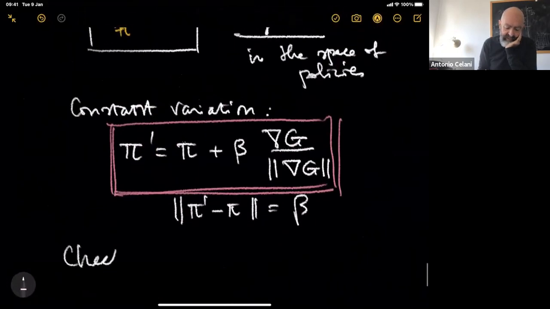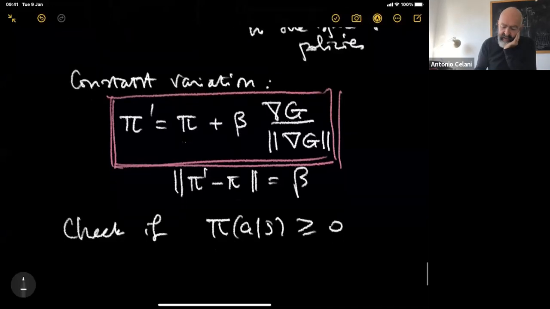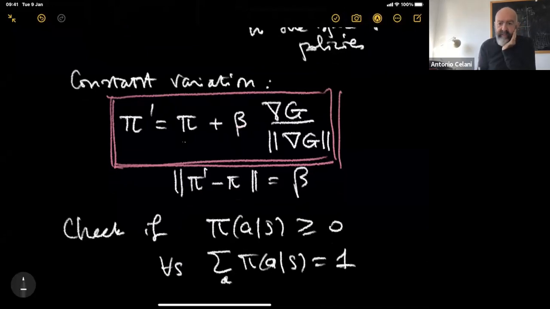So check that all the pi must be non-negative, and that for every s, the sum of pi a s must be equal to 1. So you realize immediately if you're violating these conditions, in which case you have to do some kind of projection.